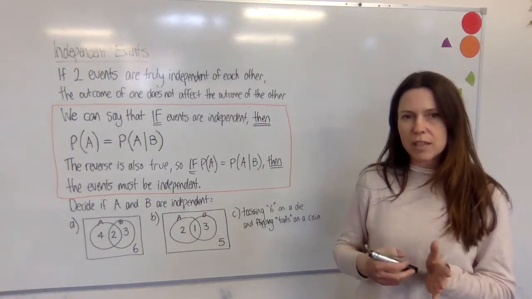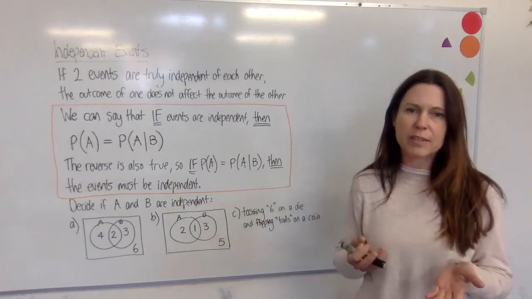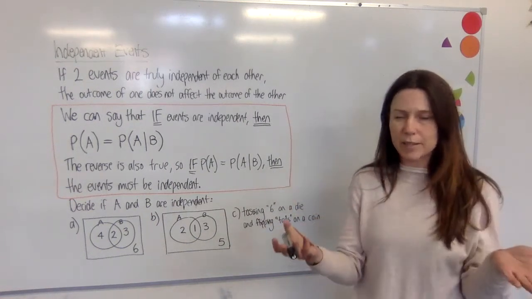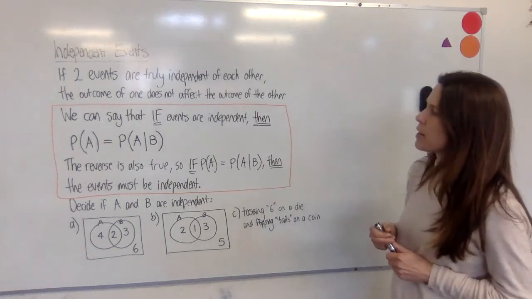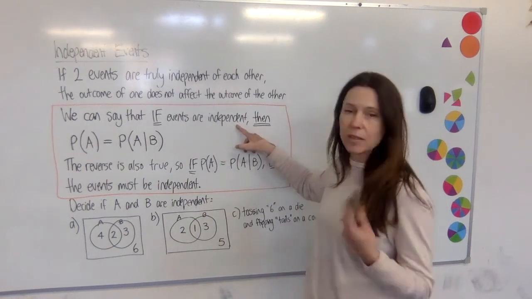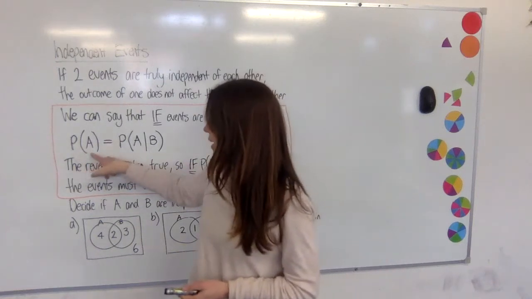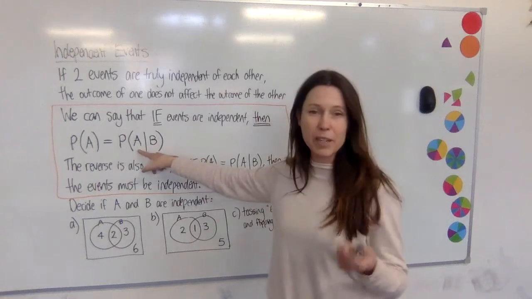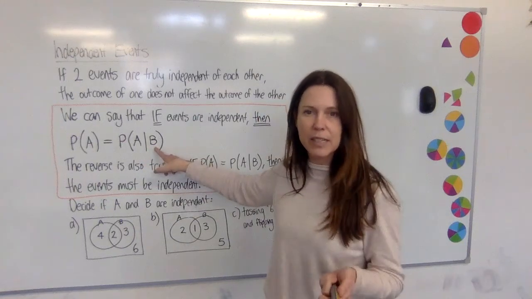Where it gets tricky is that we can make an if-then statement about independent events, and we can make it both ways. So let's have a look at what we mean here. We can say that if events are independent, then the probability of A happening is going to be equal to the probability of A happening given that B definitely did happen.